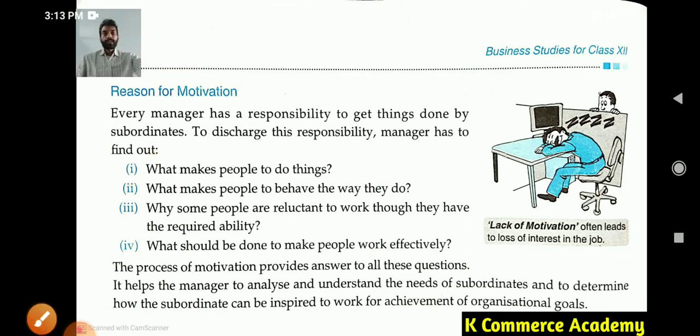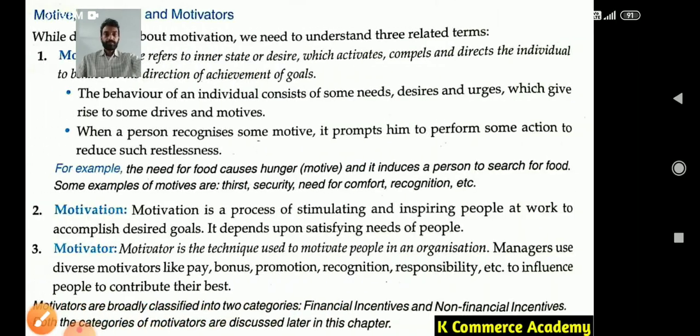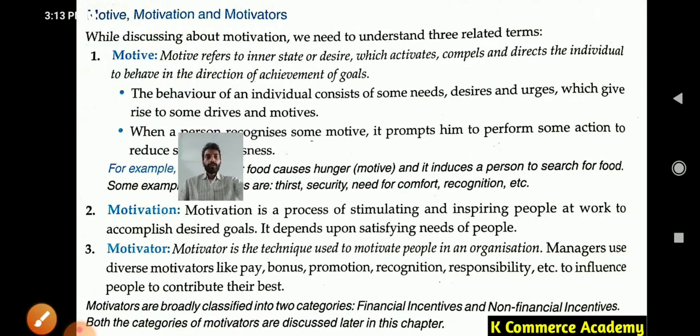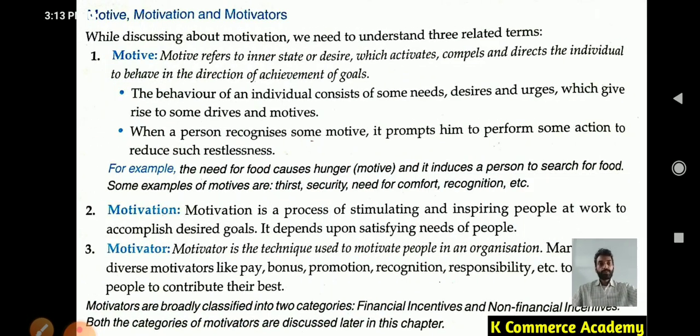Fine, let us move further. Now, there are certain terms whose meaning we need to understand very carefully. These terms seem to be similar, but actually they have different meanings. The three terms are motive, motivation, and motivators. Let us start with the motive.